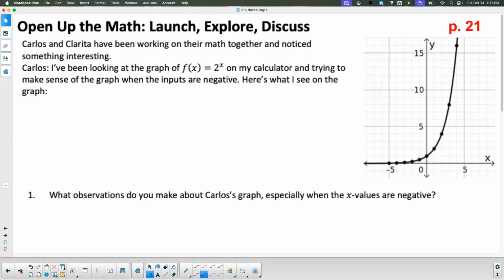Carlos and Clarita have been working on their math together and noticed something interesting. Carlos, I've been looking at the graph of f of x equals 2 to the x power, and that is the graph there of f of x equals 2 to the x power. And he's trying to make sense of the graph when the inputs are negative. Here's what he sees on the graph. Okay, so it's there. What observations can you make about Carlos's graph, especially when the x values are negative? First response. What do you see about Carlos's graph, especially when the x values are negative?